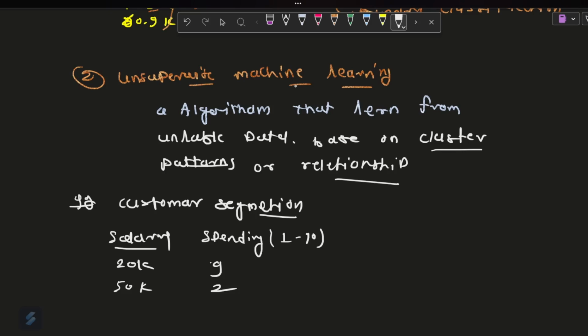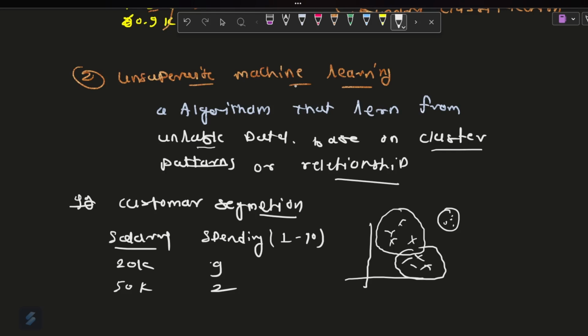So what we do is simply make clusters. We take similar data points and make clusters of different data types. We understand what patterns we have and what the relations between them are. That is unsupervised machine learning, which learns from cluster patterns and unlabeled data.